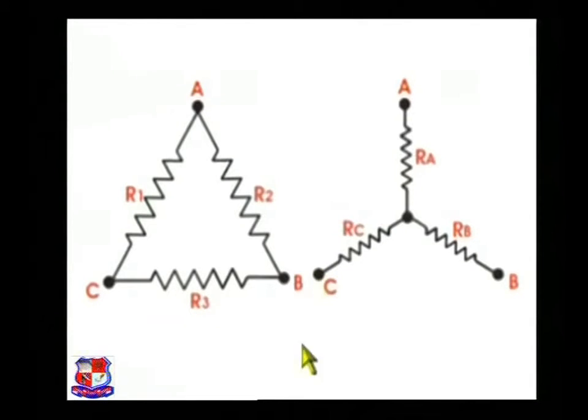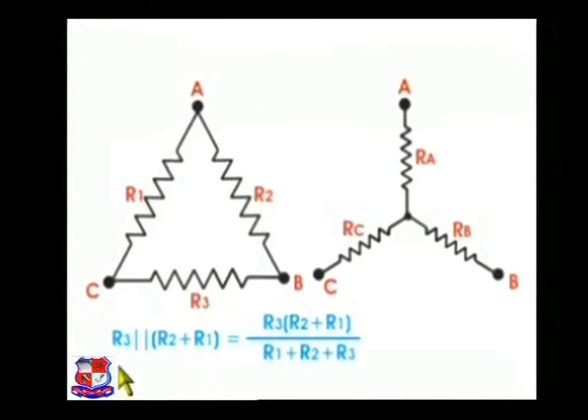Now think about the resistance value of the delta across points B and C. As you see from the diagram, there are two parallel resistive paths across B and C. One path is through resistor R3 and another path is through the series combination of R2 and R1. Hence, the equivalent resistance between these points will be the parallel combination of R3 and R2 plus R1, and this is equal to R3 into R2 plus R1 divided by R1 plus R2 plus R3.